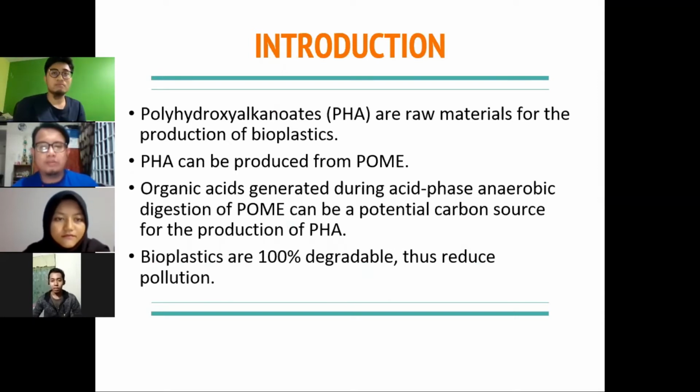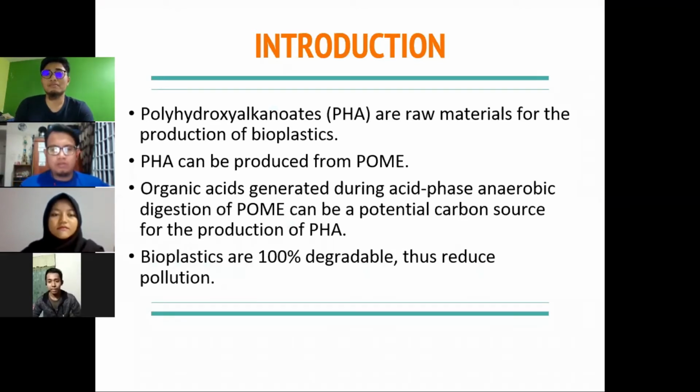Polyhydroxyalkanoate or PHA is a raw material for the production of bioplastic. PHA can be produced from foam, organic acids generated during the acid phase. Anaerobic digestion of foam can be a potential carbon source for the production of PHA. Bioplastics are 100% biodegradable, thus they will reduce pollution.